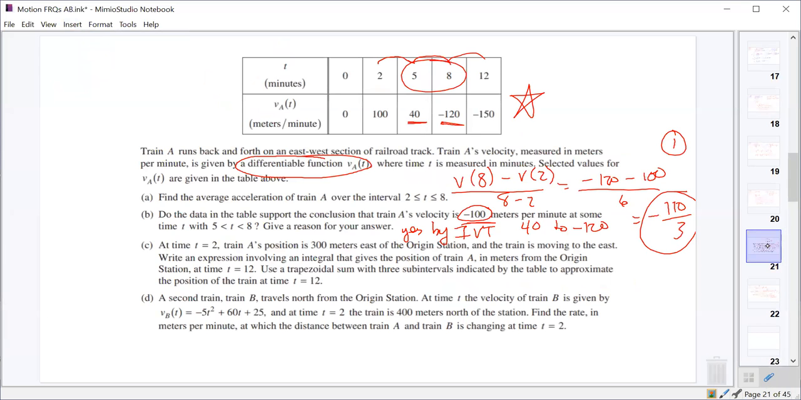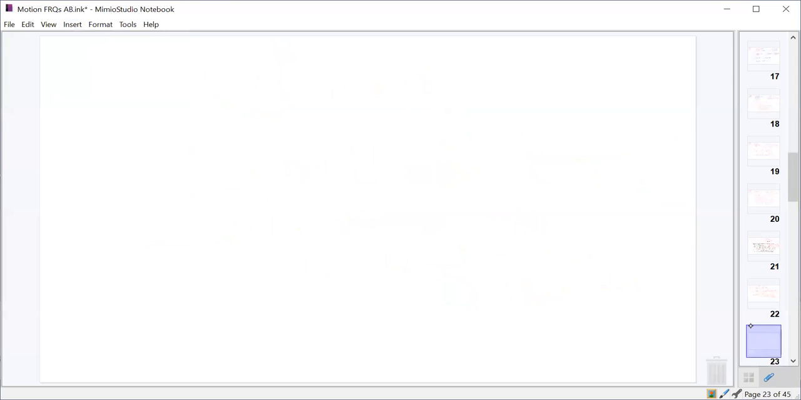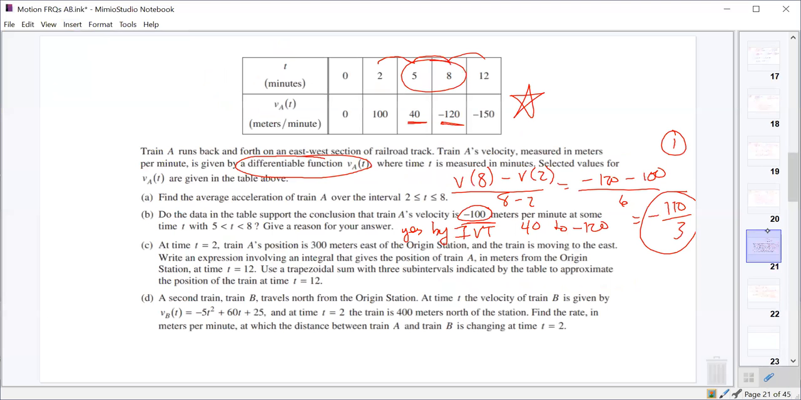All right, last part, part D, a second train. Train B is traveling north from origin station. How exciting. Okay, so, let's see here. We'll go back and read the whole thing. At any time t, the velocity of B is given by its velocity function, and at t equals 2, it's 400 meters north of the station. And we want to find the rate at which the distance between them is changing.